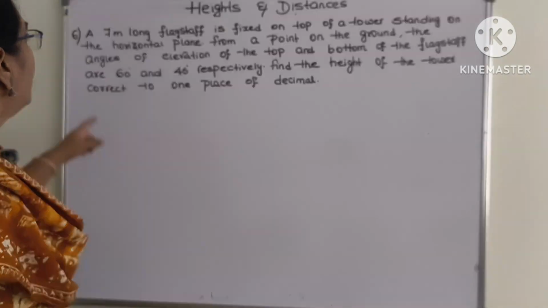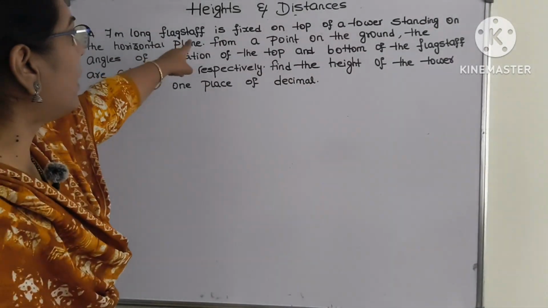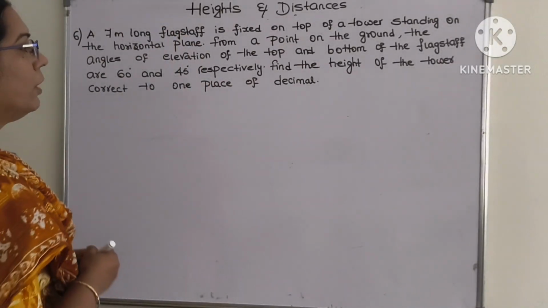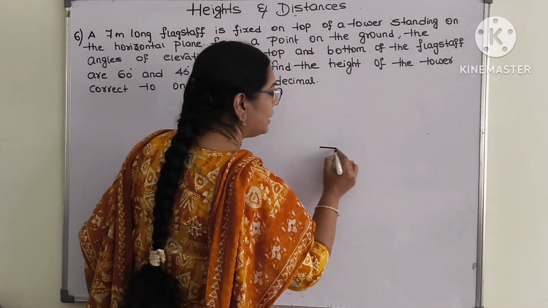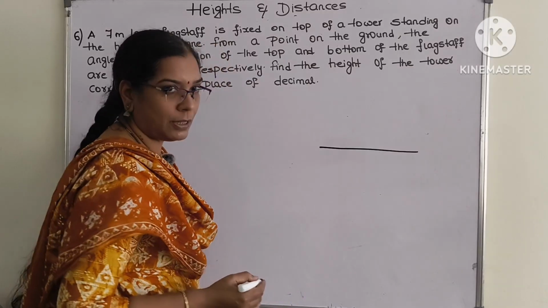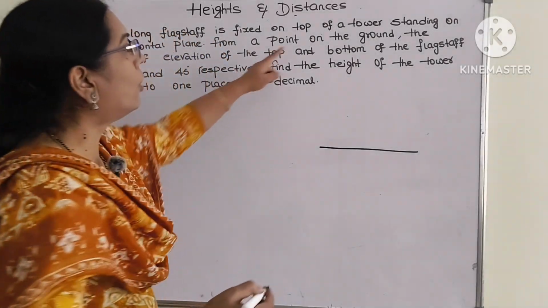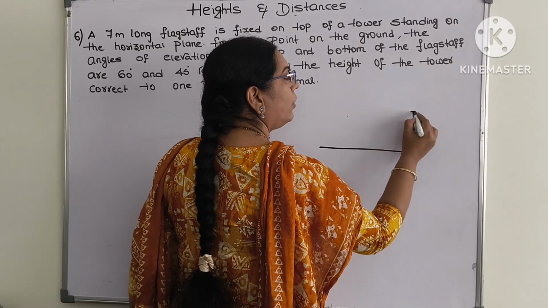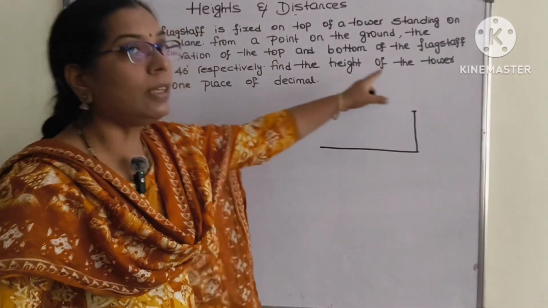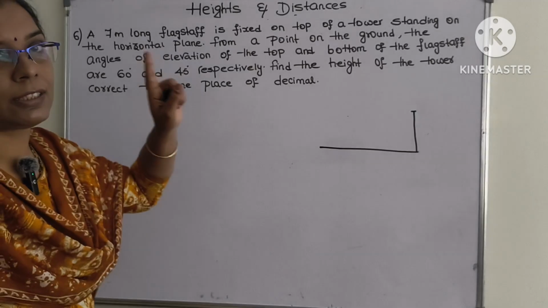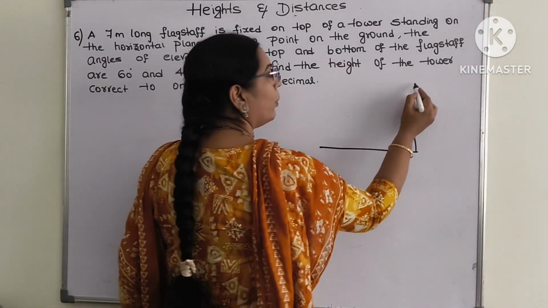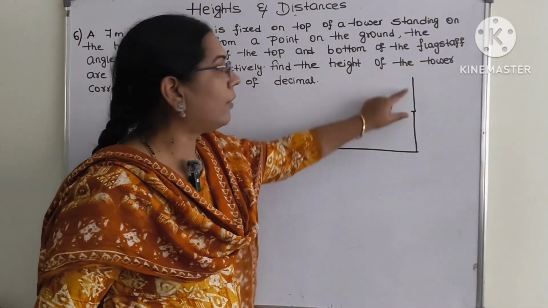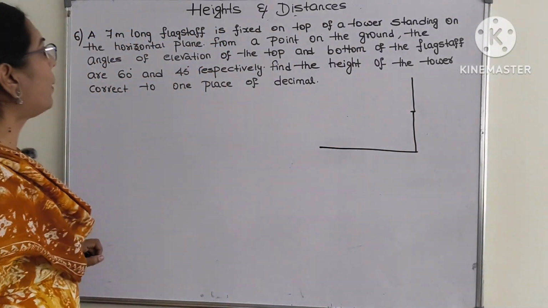The next one. A 7-meter long flagstaff is fixed on top of a tower standing on a horizontal plane. So, this is a horizontal plane, which means nothing but the ground. On the ground is the tower. So, from here to here is the tower. On the tower is a 7-meter flagstaff. Flagstaff is nothing but a flagpole. So I have a flagpole. So from here to here it is the tower. The next one it is the flagpole.